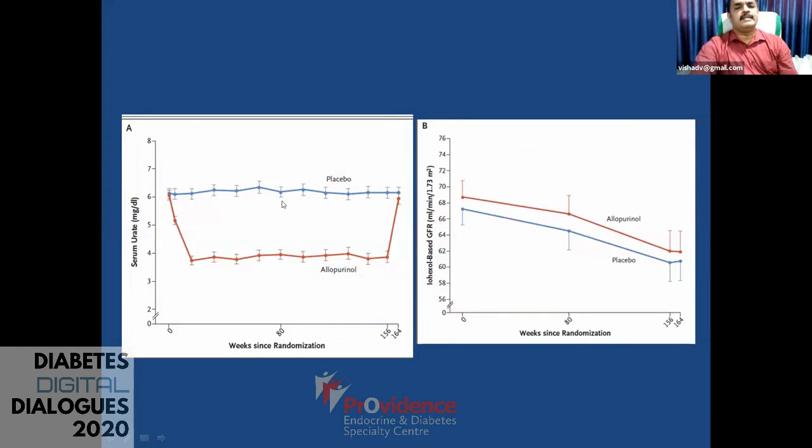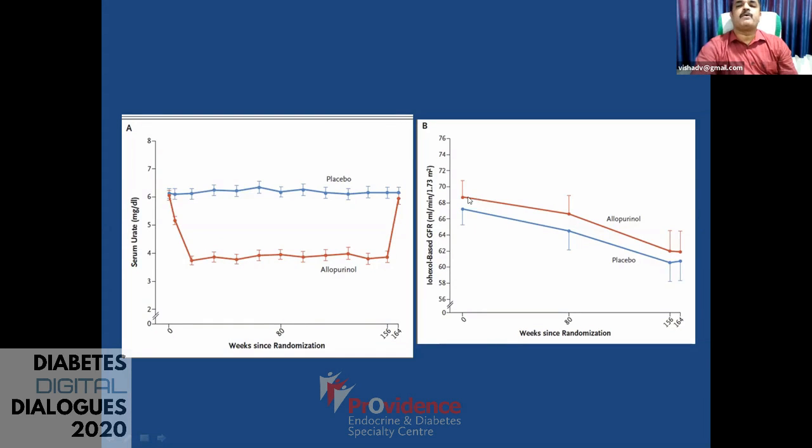And what they did was give these patients allopurinol or placebo for a period of around 3 years. And what they found was that, as expected, patients who received allopurinol had much lower serum urate levels as compared to patients who received placebo.